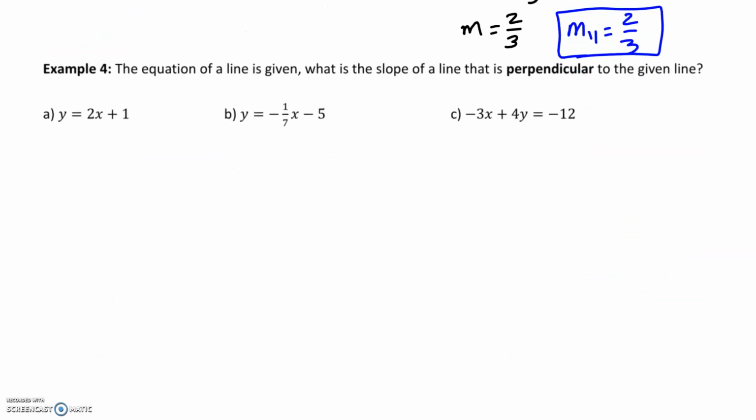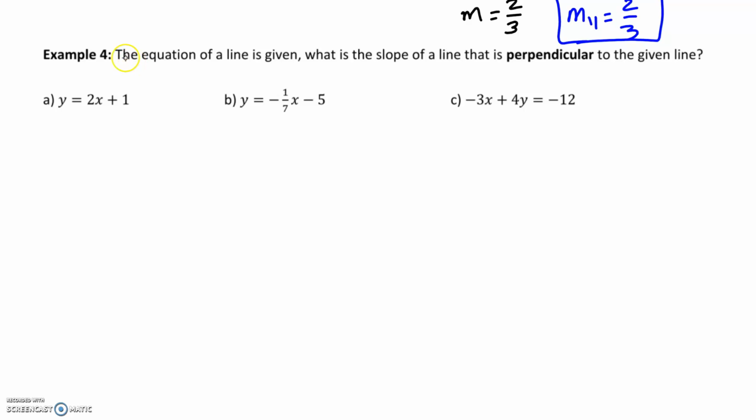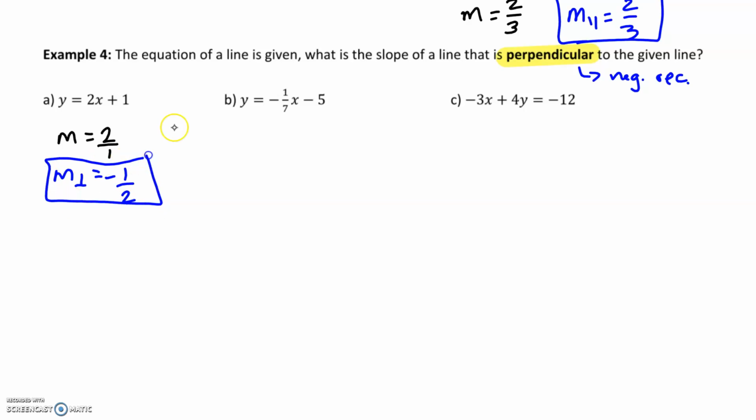All right, in example 4, it says that we have the equation of a line is given. What is the slope of a line that is perpendicular to the given line? Okay, so we remember that a perpendicular line has negative reciprocals. All right, let's go ahead. The first line, I have a slope of 2, and my perpendicular slope, so we say m with the perpendicular symbol as a subscript. So I know that 2 over 1 has to be flipped, so it becomes 1 over 2. And if 2 over 1 is positive, then 1 over 2 has to be negative, and that's your negative reciprocal. So there's your perpendicular slope.